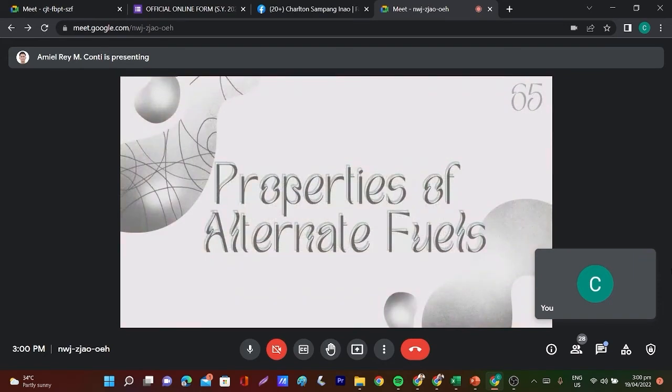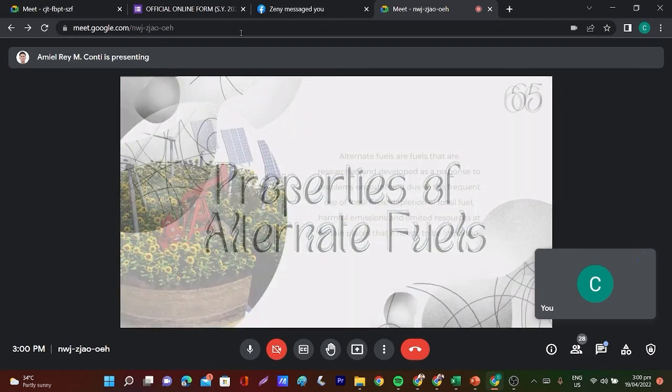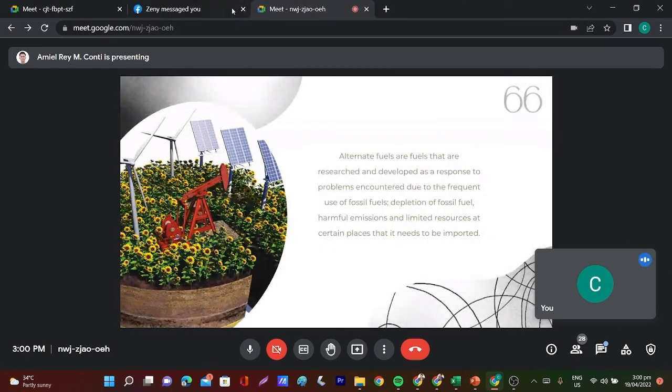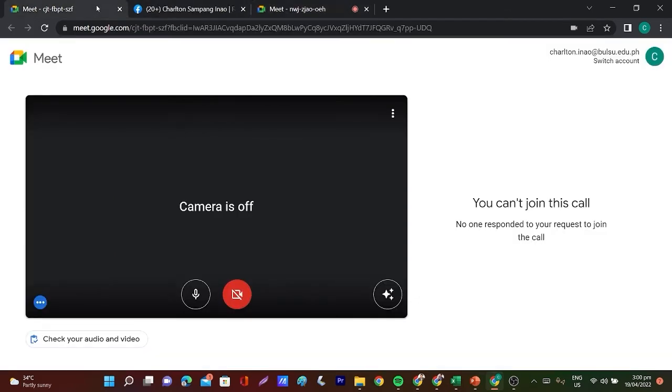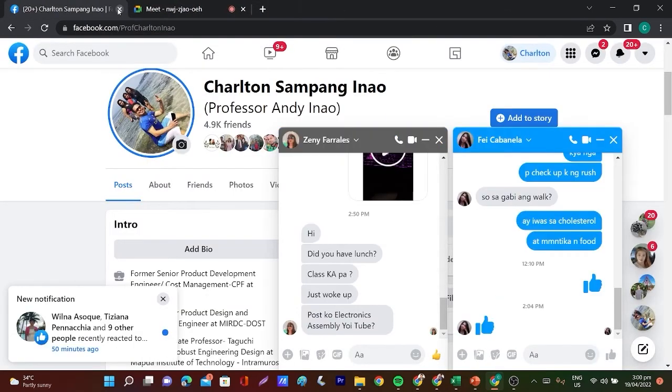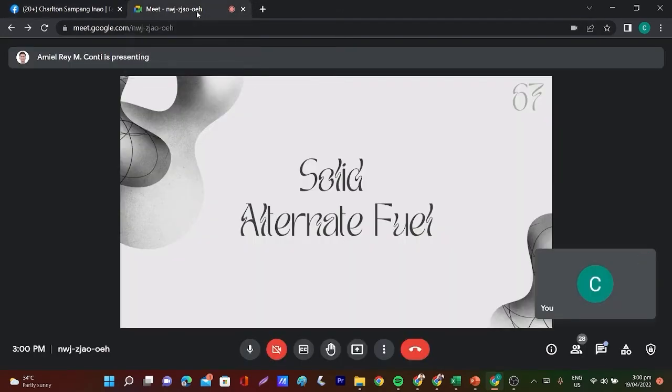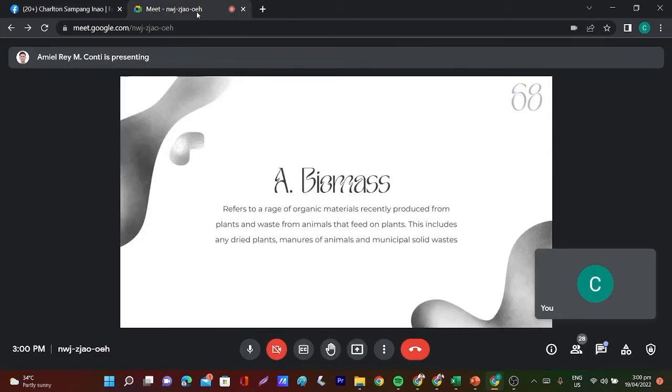So additional lang dun sa mga naunang properties ng fuel, yung solid, liquid, gas. Since renewable energy, in demand siya ngayon to replace yung mga fossil fuels na usually na standardized na ngayon. Ito yung mga ibang examples niya. Next. So, yung solid alternate fuels, next. Ang example niya is yung biomass.